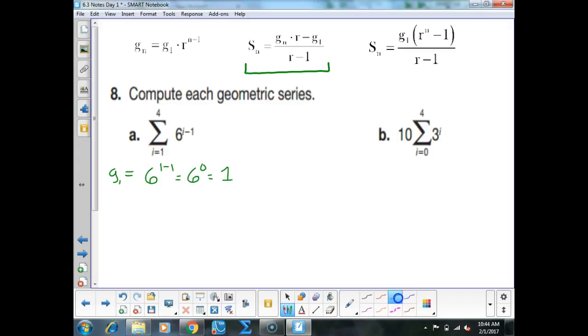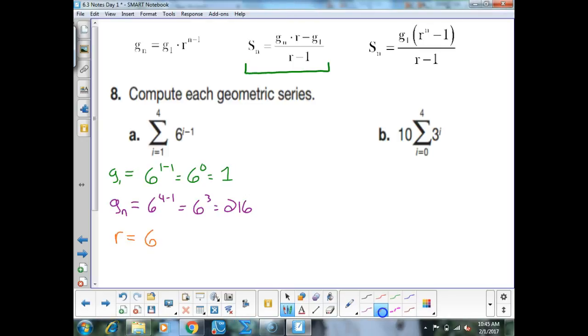What else do I need? I need my last term. How am I going to find my last term? I'm going to take the top number and plug it in. So this is going to be 6 to the 4 minus 1 power, which is 6 cubed, which is 216. What else do I need? I need my common ratio. What is my common ratio here? 6. It's the base of the term that's got the exponent on it.